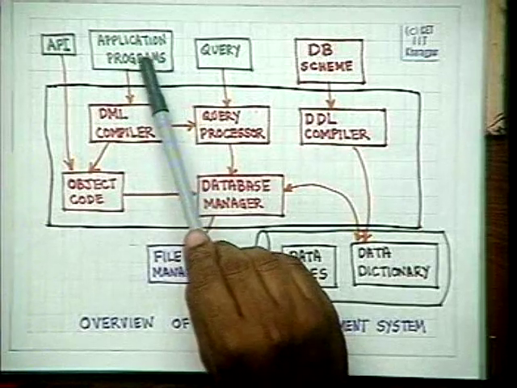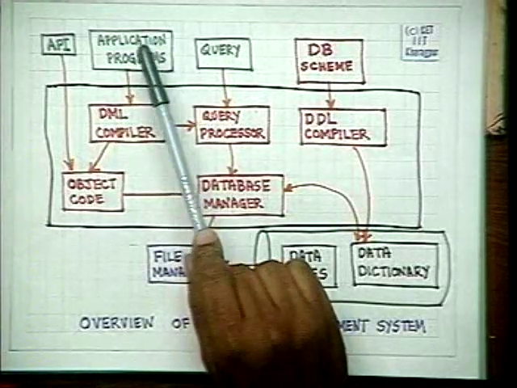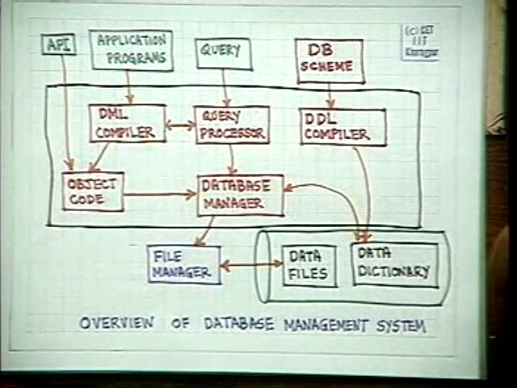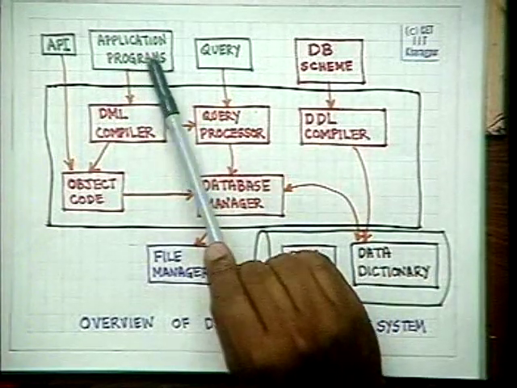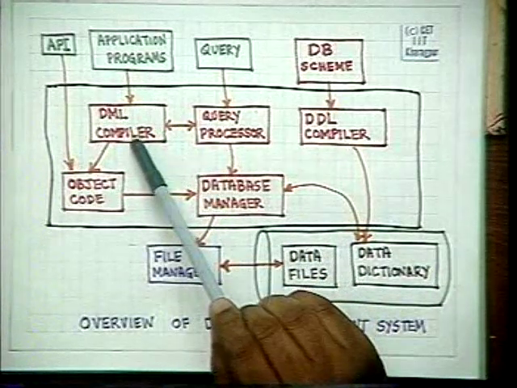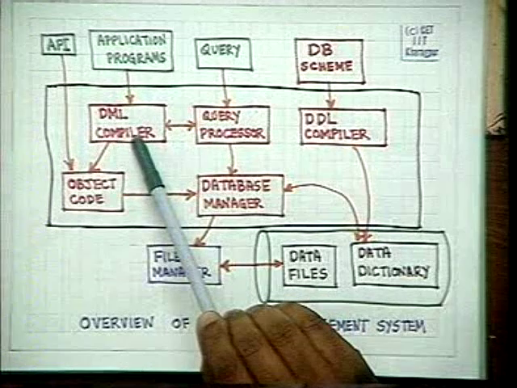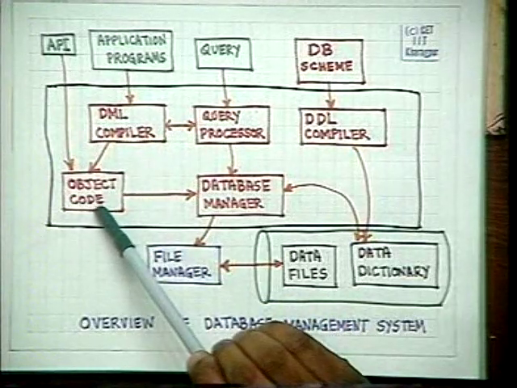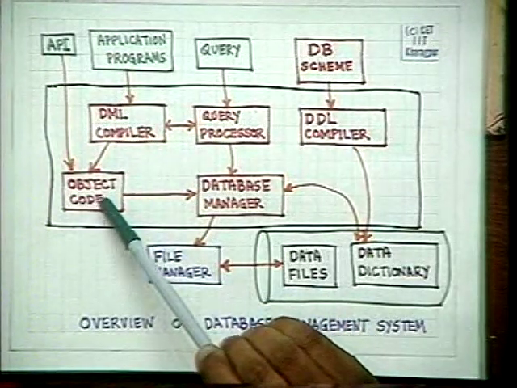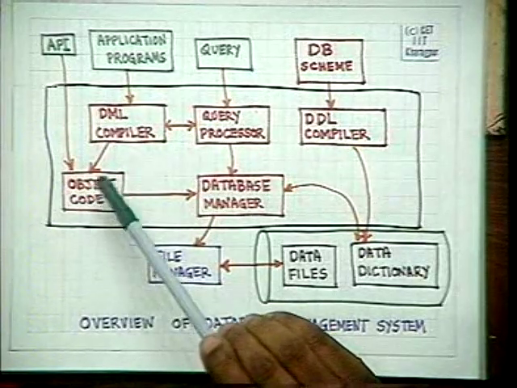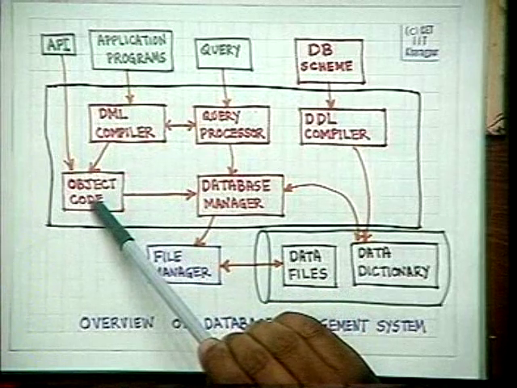Now what happens to an application program? An application program is written in the data manipulation language, in DML. Now it will have to be compiled, and once it is compiled, since it is a program, what will be generated? An object code will be generated, executable object code will be generated from this program, and this executable object code will be run after this compilation is over.